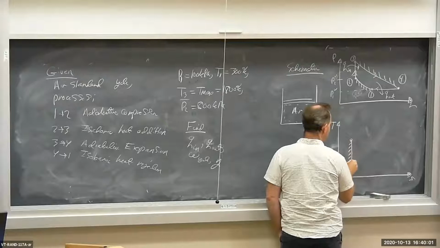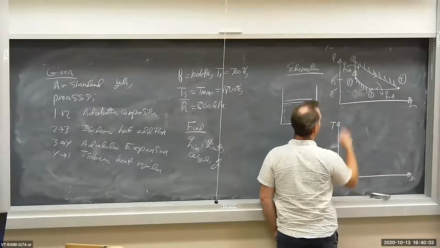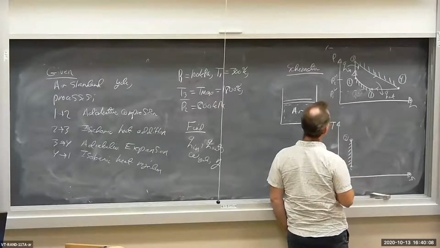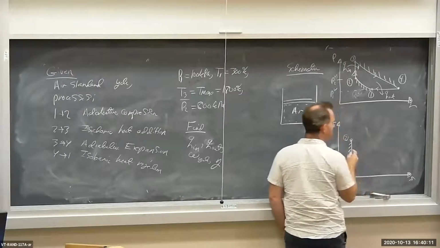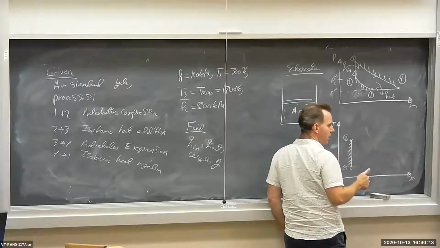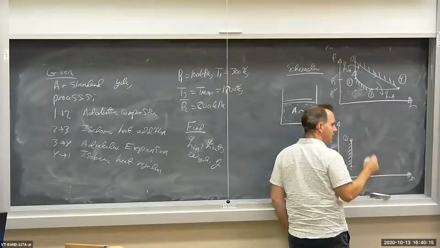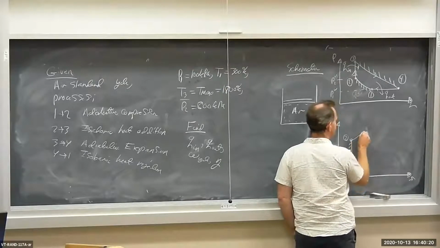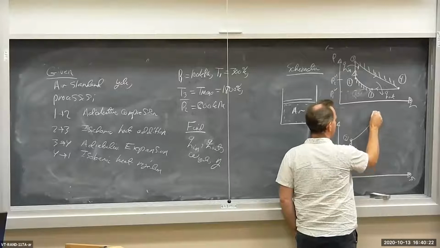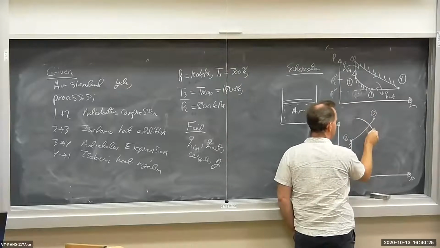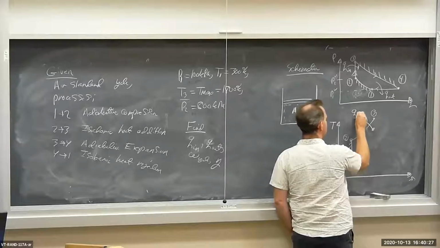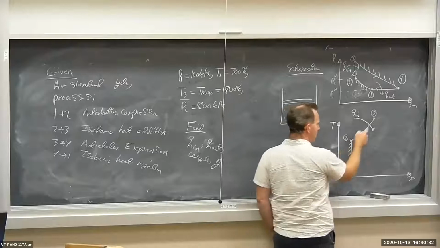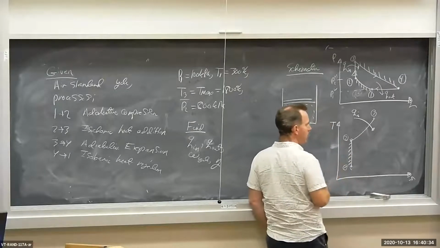No heat transfer. And then from 2 to 3, it's constant volume. So volume is held constant, I'm adding heat. If volume is held constant, pressure must be going up. So here's pressure going up as I add heat. By the way, if you don't see this, the temperature must be going up from 2 to 3.